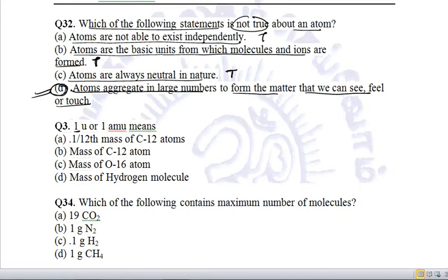1 atomic mass unit means, is it 1/12th the mass of carbon-12? Yes. Mass of carbon-12? No, it is taken to be 12. Mass of oxygen we don't relate. Mass of hydrogen we don't relate. So the first thing is we relate it to the mass of C-12 and that too 1/12th mass. So A is what we are going to mark as our answer.